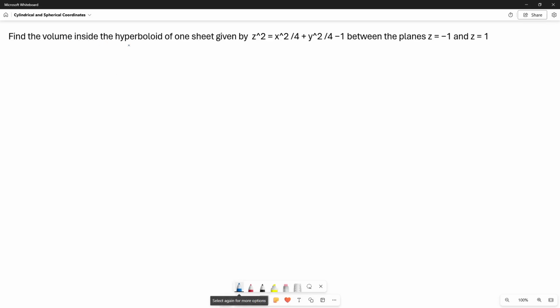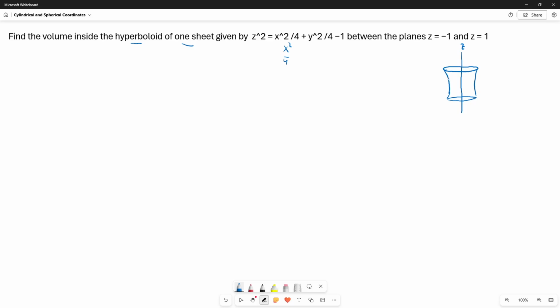Find the volume inside the hyperboloid of one sheet given by z squared equals x squared over 4 plus y squared over 4 minus 1 between the planes z equals -1 and z equals +1. So a hyperboloid of one sheet, that looks like a nuclear cooling tower. And this particular one has the z-axis running right down the middle of it.